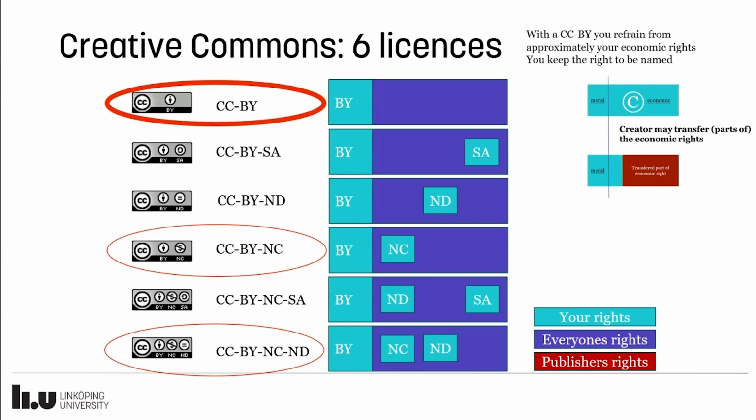So with a CC BY license, if we keep it simple, you can say that you keep the moral rights to your work, the right to be named as the author, but you give away all the economic rights to the public. And with a CC BY non-commercial license, you say you want to keep the commercial rights and give away the rest of the economic rights.